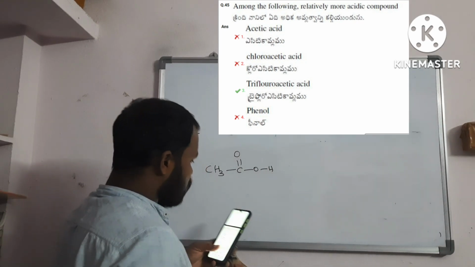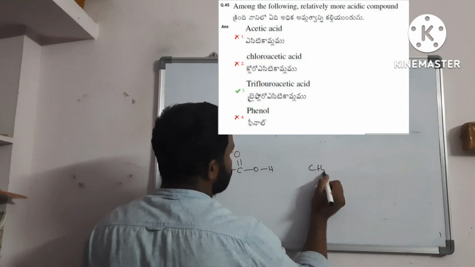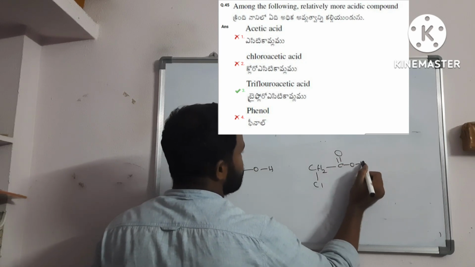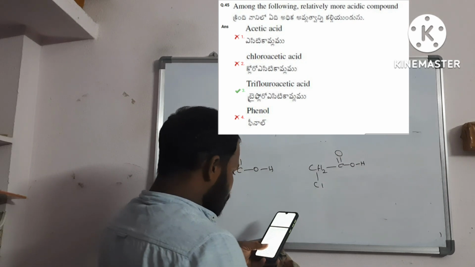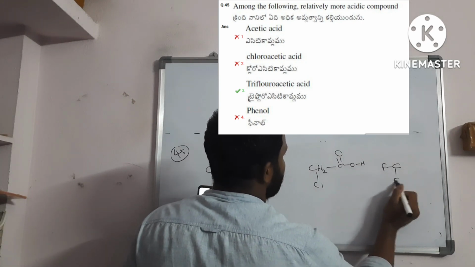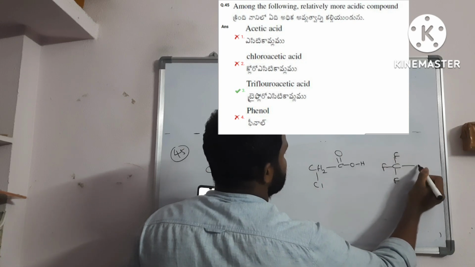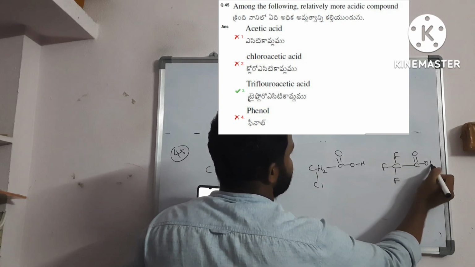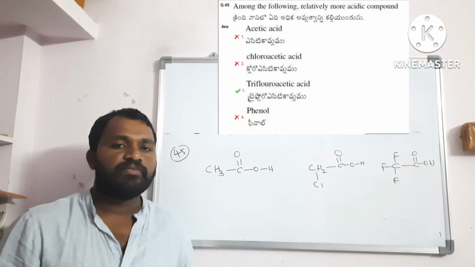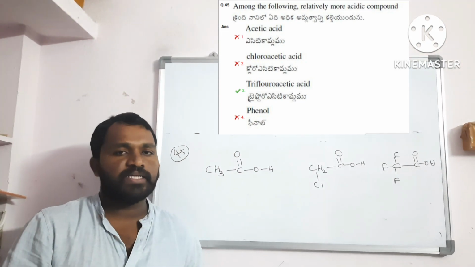What is the second example? Chloroacetic acid. This is a chlorine group, and this is the acetic acid. And the third one is trifluoroacetic acid. These are three fluorines, and this is C double bond OH. What is meant by acidity? Acidity means releasing H plus ions very easily.